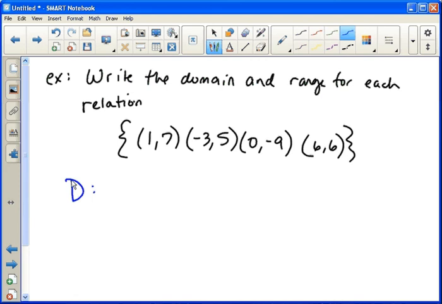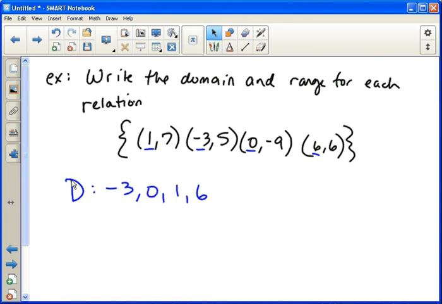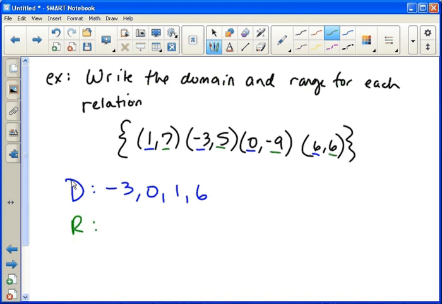So remember, the domain is all the x's. So that's 1, -3, 0, and 6. So if I put those in order, I would put -3, 0, 1, and 6. Now the range is all the y values: 7, 5, -9, and 6. So if I put those in order, it would be -9, 5, 6, 7. So that would be the domain and the range for this relation. So that is all you have to do. Put all the x's in a row, put all the y's in a row. Just remember, domain goes with x's, range goes with y's.